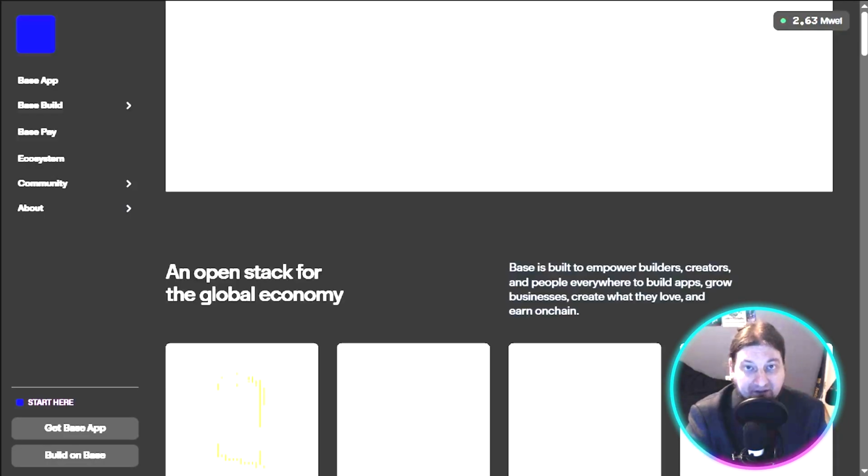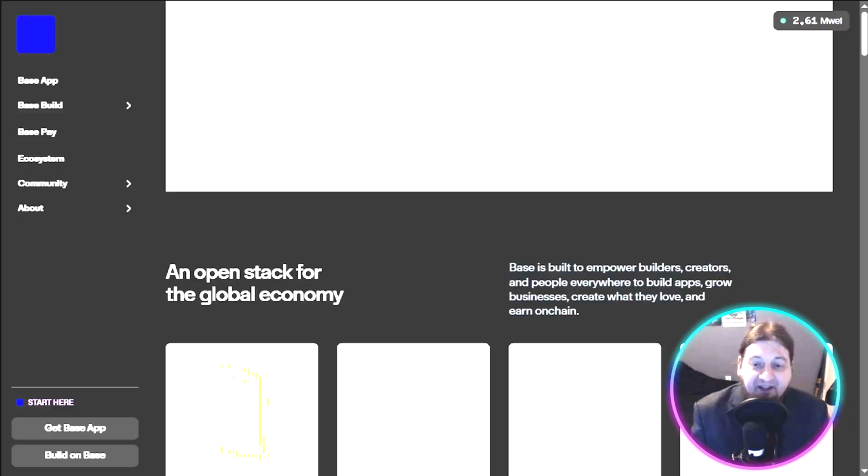So which layer two has the edge? Well, Arbitrum leads users in adoption, okay? Optimism has Coinbase support and strong partnerships. zkSync and Starknet bring cutting edge ZK tech. And Base has the power of mass adoption behind it. Now, each of course has a unique strength, but together they're scaling Ethereum for the future.